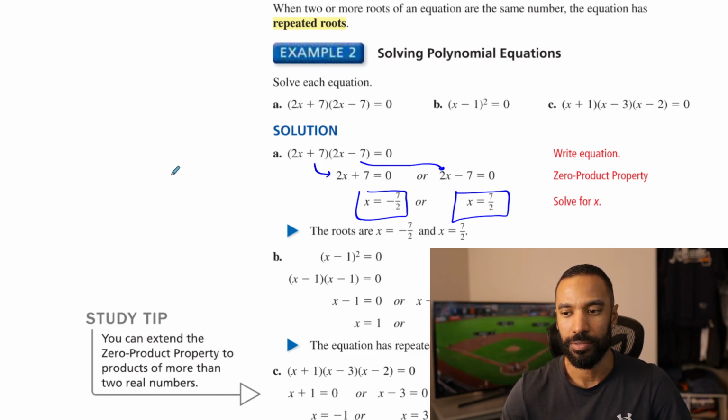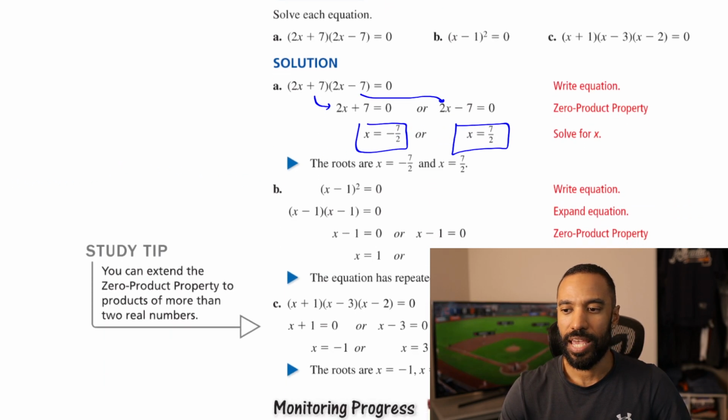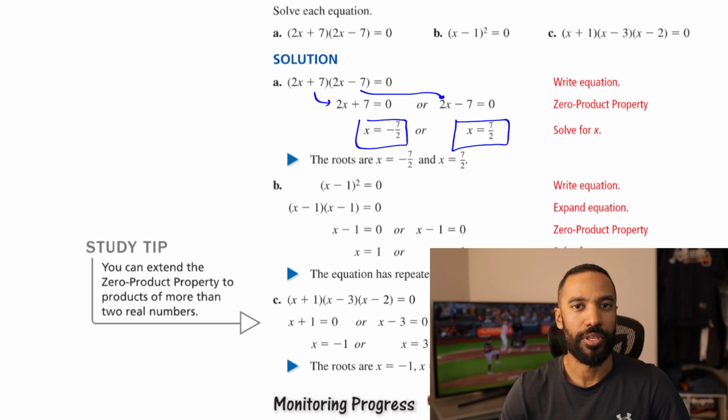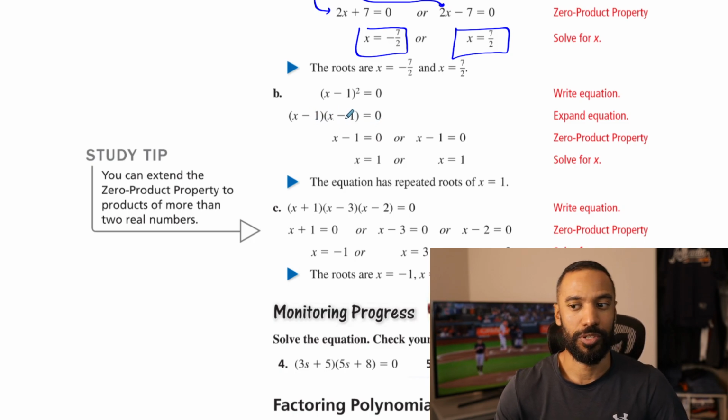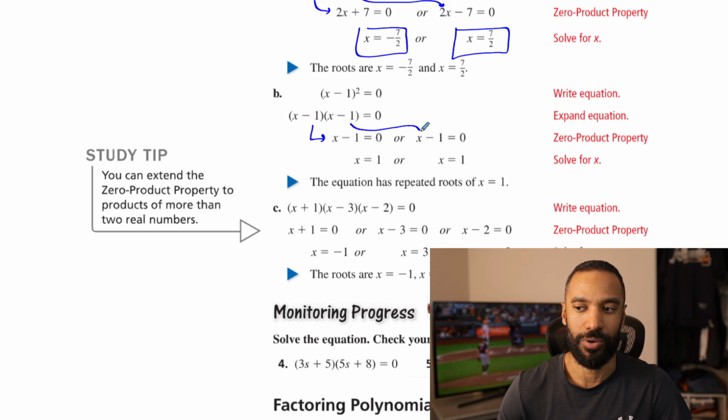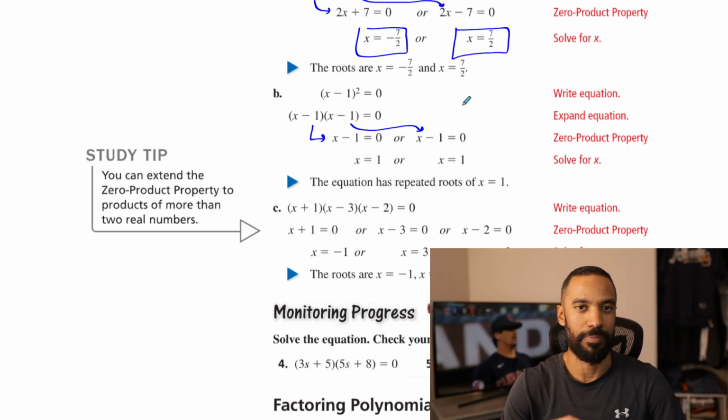And those are two different answers. The next one says (x - 1)² = 0. This might be where they're talking about repeated roots. (x - 1)² also means (x - 1) times (x - 1). If (x - 1)(x - 1) = 0, either x - 1 = 0 or x - 1 = 0. It sounds like the same thing twice.